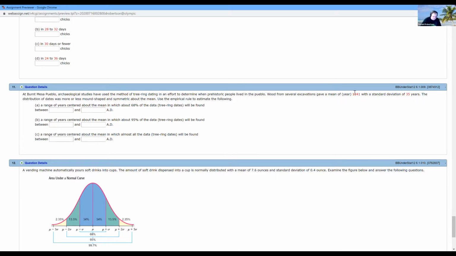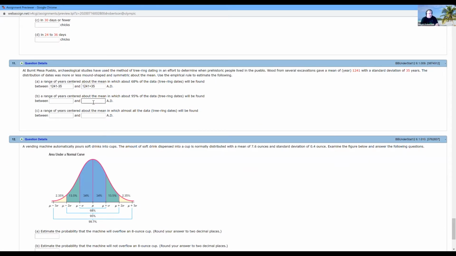The average age of the piece of wood is 1241, and the standard deviation is 35. What range of years would give you 68%? Well, wouldn't you take the mean and subtract a standard deviation, and wouldn't you take the mean and add a standard deviation? Actually, you wouldn't write the calculation, wouldn't you write the answer to that calculation? Right? What if you wanted 95%?